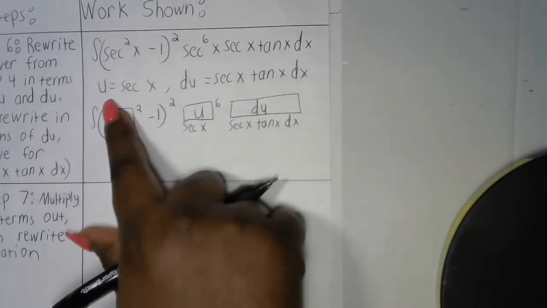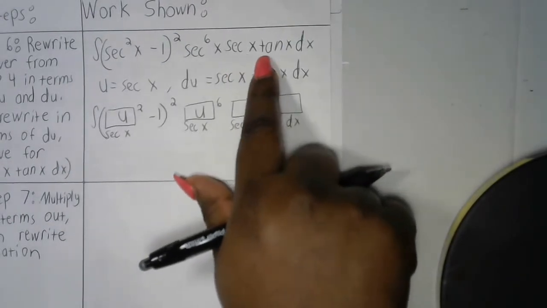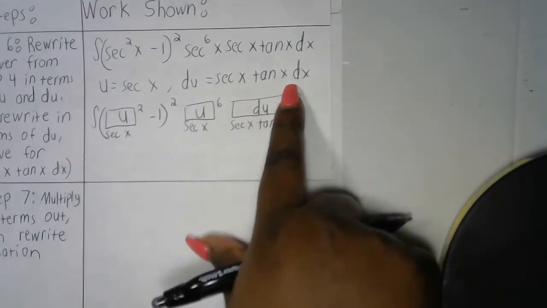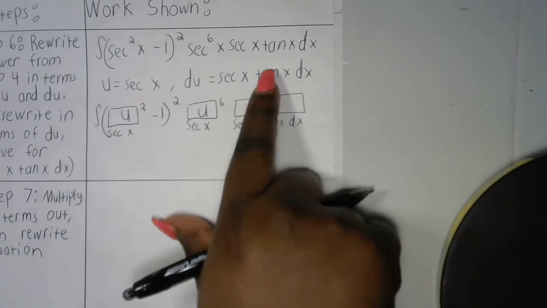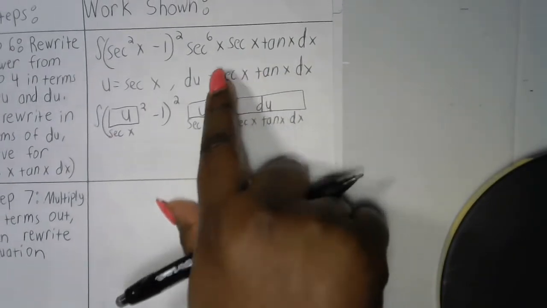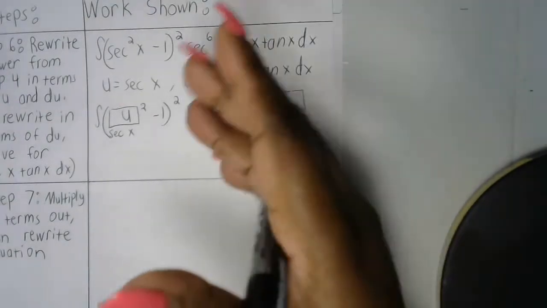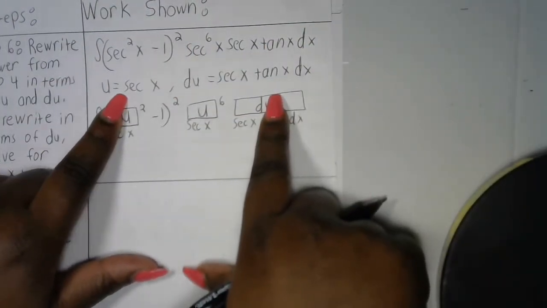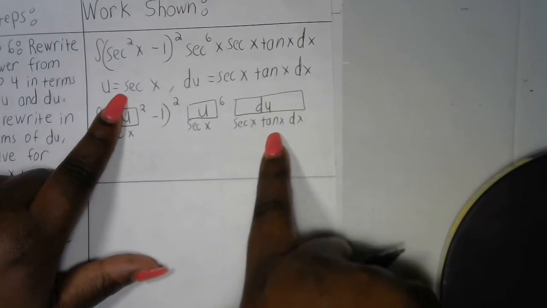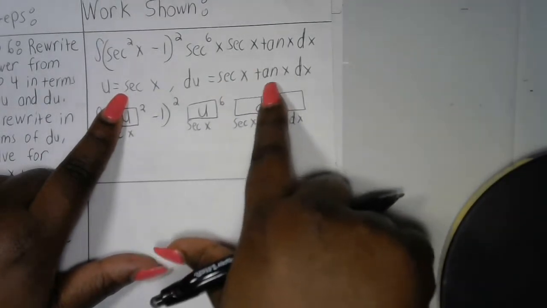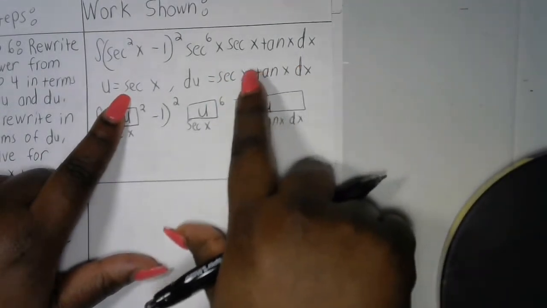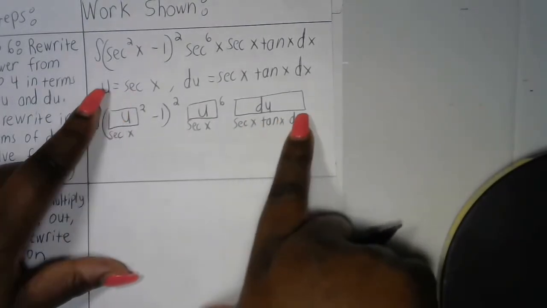Try not to get confused: everywhere you see secant x, you put u, but you don't put u for this part. This part, the secant x tan x dx, that's du. So don't put u for this part. The secant x tan x is du. I know that gets a little confusing since I said u is equal to secant x, but this wouldn't be u times tan x dx. This whole thing right here, secant x tan x dx, is du. So for that, we would just put du.